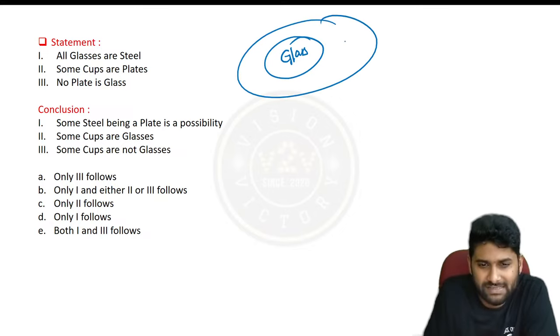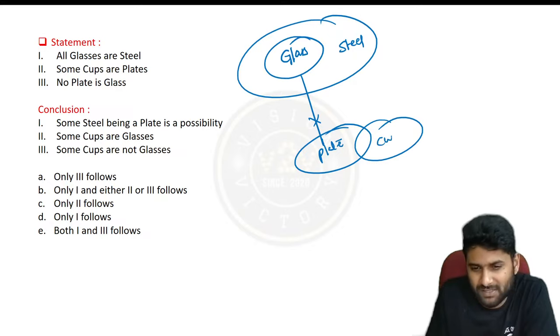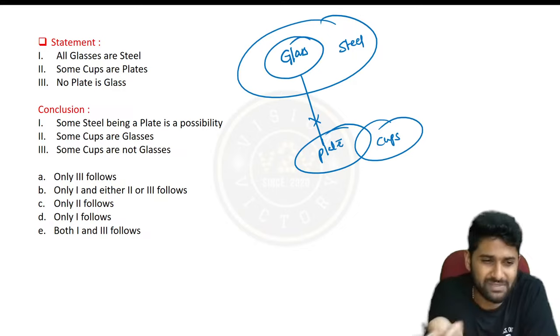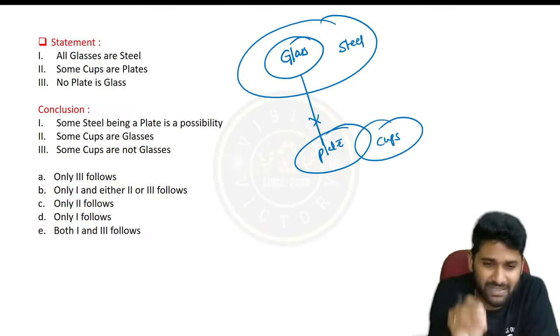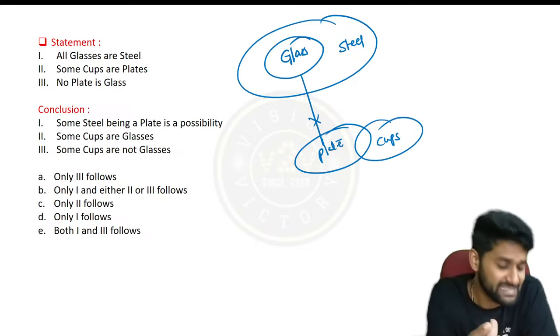All glasses are steel. Some cups are plates, no plate is glass. Some cups are plates. It's a direct diagram. Guys, if any diagram satisfies the condition, then simply the diagram is called a basic diagram. Basic diagram always satisfies the statements.